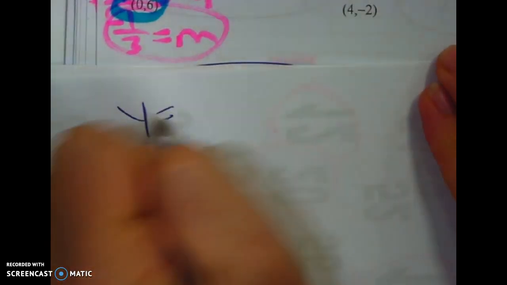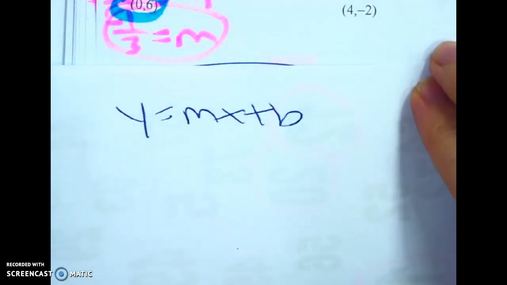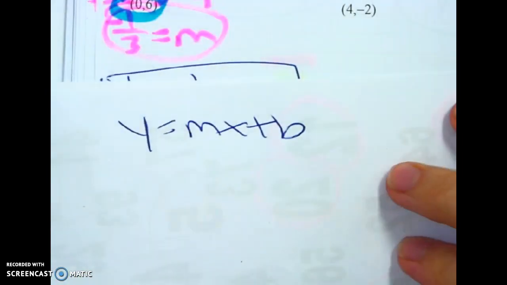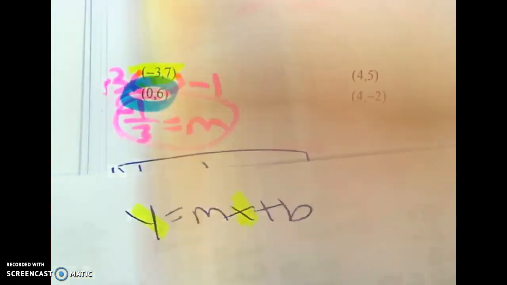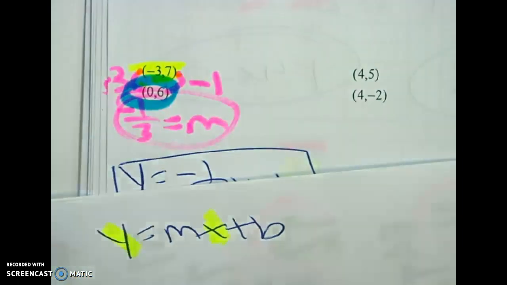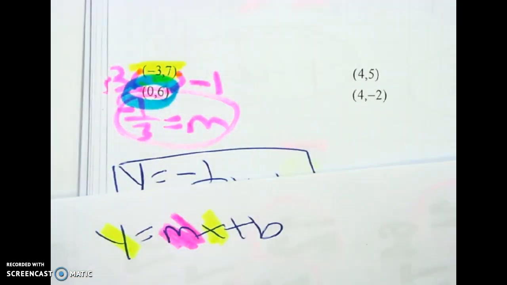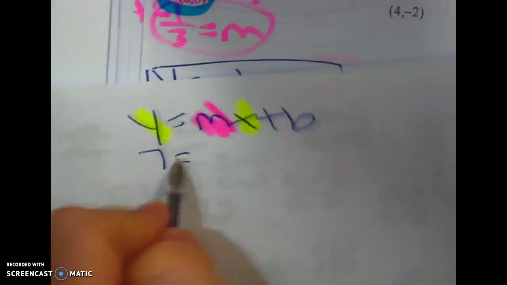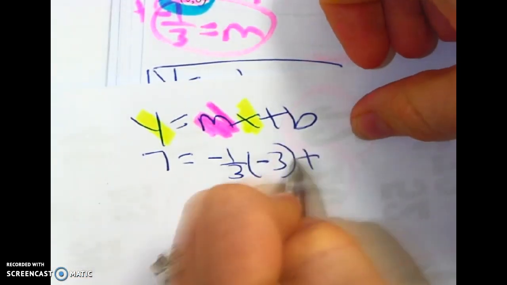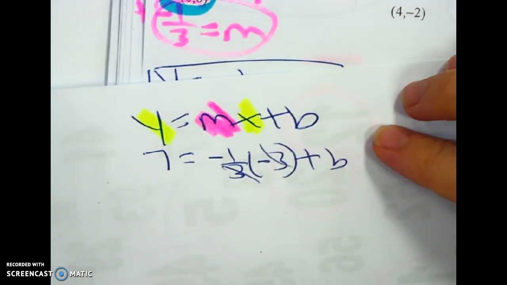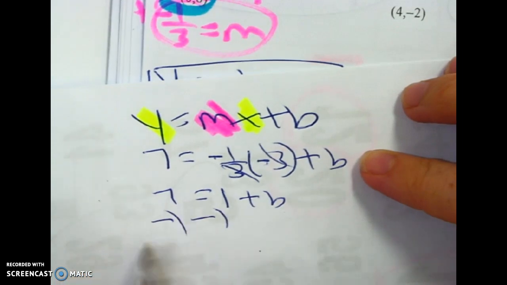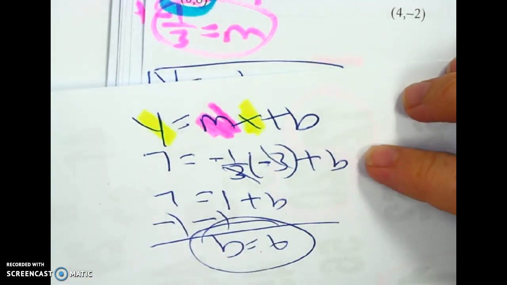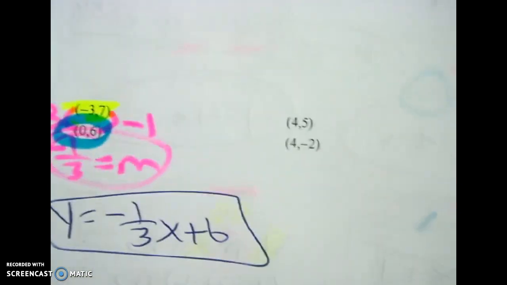If you don't know what I'm talking about, you could have done this. Y equals mx plus b, take the point, and I'll pick the other one just so you can see what I'm talking about. Take the negative 3, put it in for x, the 7, put it in for y, and the negative 1/3, put it in for m. And then what I would do is I would go 7 equals negative 1/3 times negative 3 plus b. 3 on top, 3 on bottom, bye-bye. Negative and a negative make a positive. -1, -1, b equals 6. Okay, so it doesn't matter. Let's go to the next one.